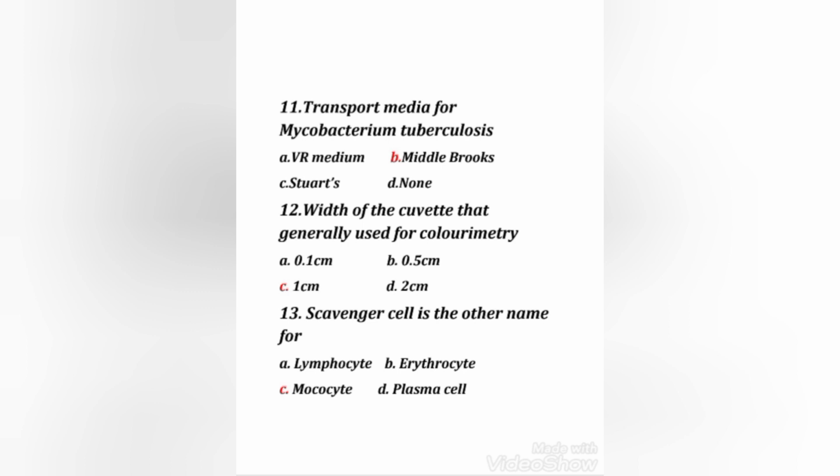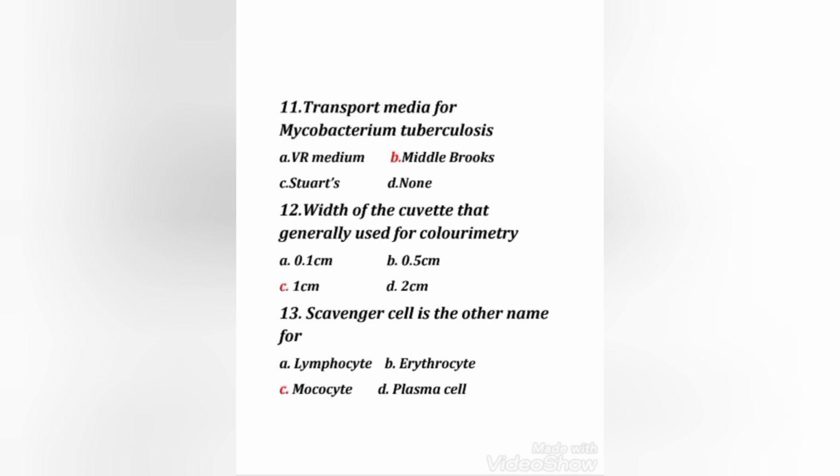Next question. Width of the cuvette that is generally used for colorimetry. 0.1 centimeter, 0.5 centimeter, 1 centimeter, 2 centimeter. The right answer is option C, 1 centimeter. And cuvettes are used similarly to test tubes because they hold aqueous samples. However, unlike test tubes, a cuvette is used in a spectrophotometer or a fluorimeter to measure the absorbance or percentage transmission of light at a specific wavelength.